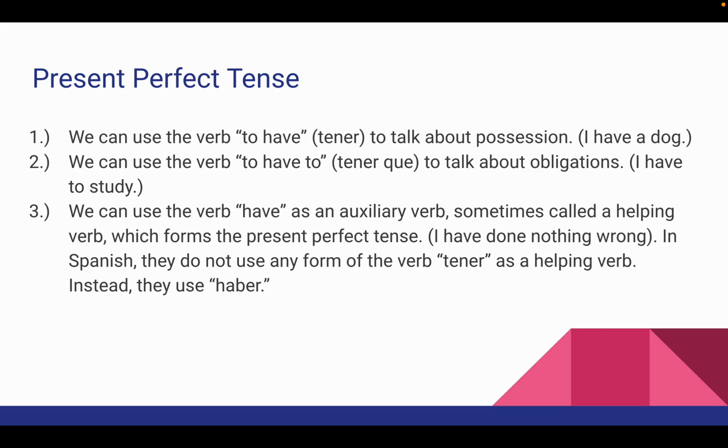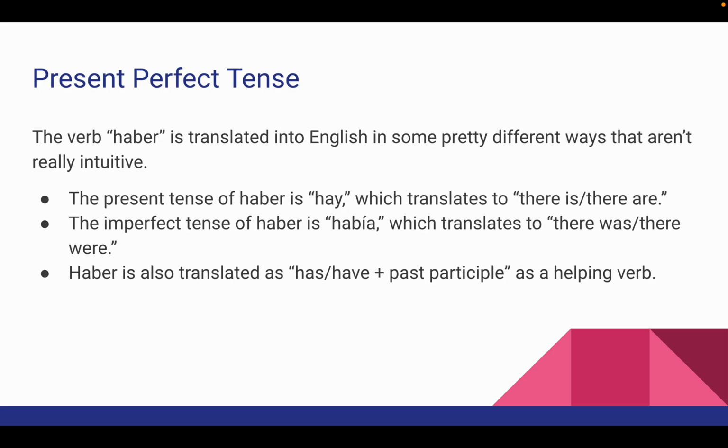In Spanish, they do not use any form of the verb tener as a helping verb. Instead, they use haber. So with our first two ways that we use have in English, to have and to have to, they do use tener. They just add the que to mean the two. But then when we're saying I haven't done it yet, they use the verb haber. The verb haber is translated in English in some pretty different ways that aren't really intuitive. You wouldn't really ever guess it.